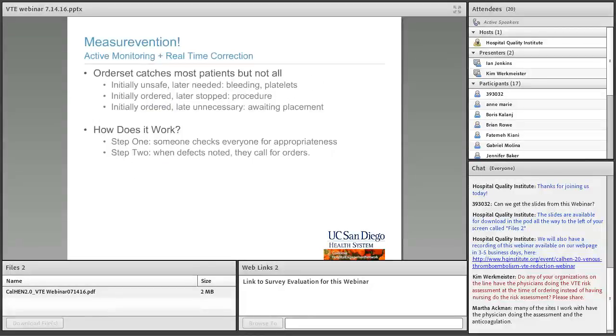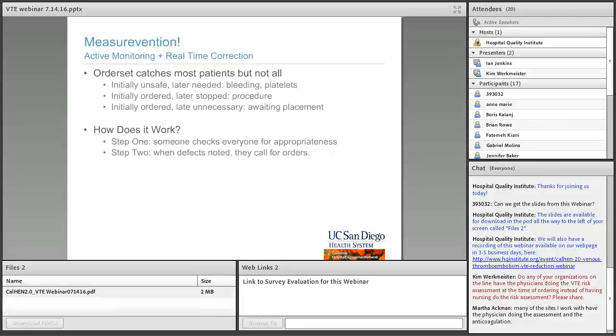Measurevention is a combination of measurement, active monitoring, and intervention, or real-time correction of defects. So why do we need this? Well, the order set is going to catch most of your patients, but not all of them. What if a patient came in bleeding or thrombocytopenic, but those things got better? Later on, they might need prophylaxis.